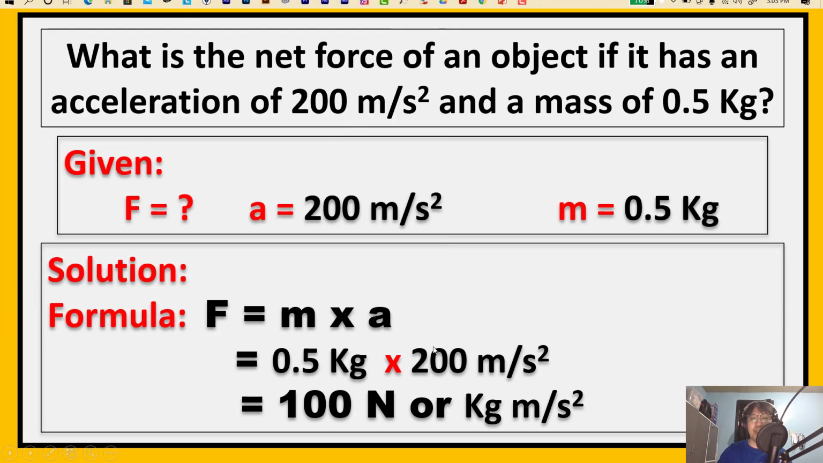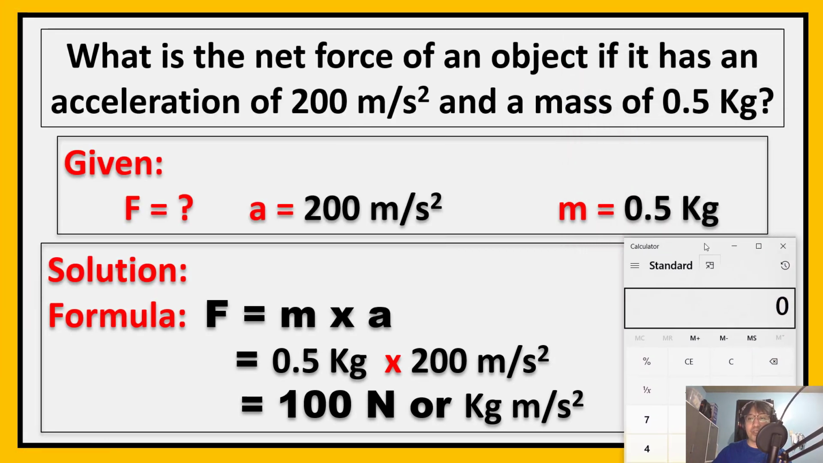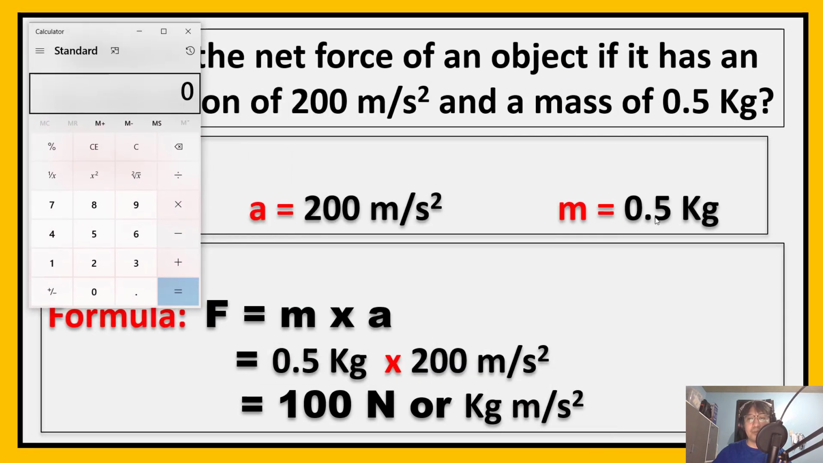Okay, let's get the calculator for us to be sure. Mass multiplied by acceleration, we have 0.5 times 200 is equals to 100. So the force is 100 Newton, or N, or kilogram meter per second square. So we need to include the unit when finding force.